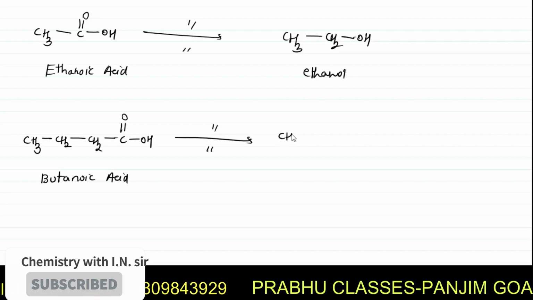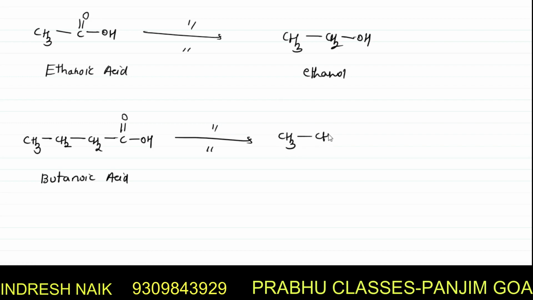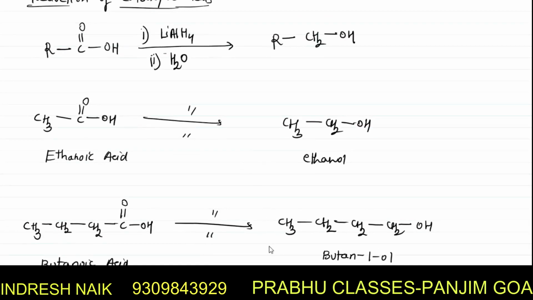So here this will give you CH3CH2CH2CH2OH, which is butan-1-ol. This is a primary alcohol which you're getting. So this is the whole reaction in the simplest manner. That flowchart is always going to help you.